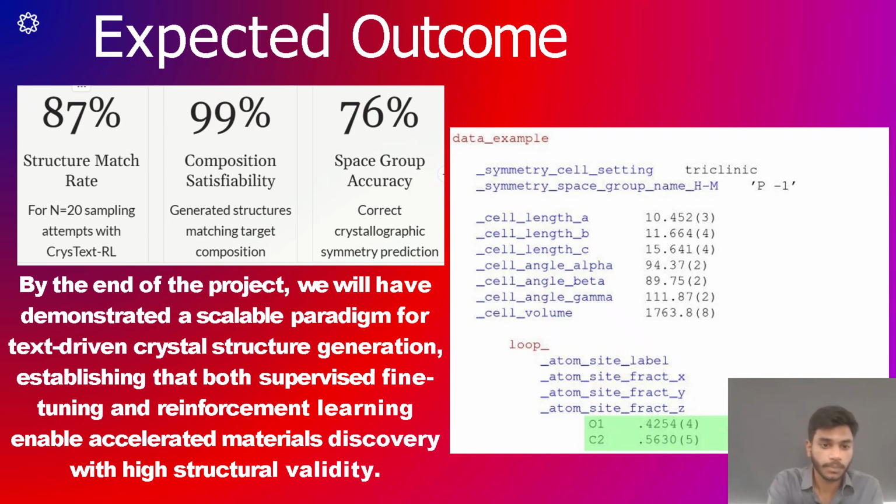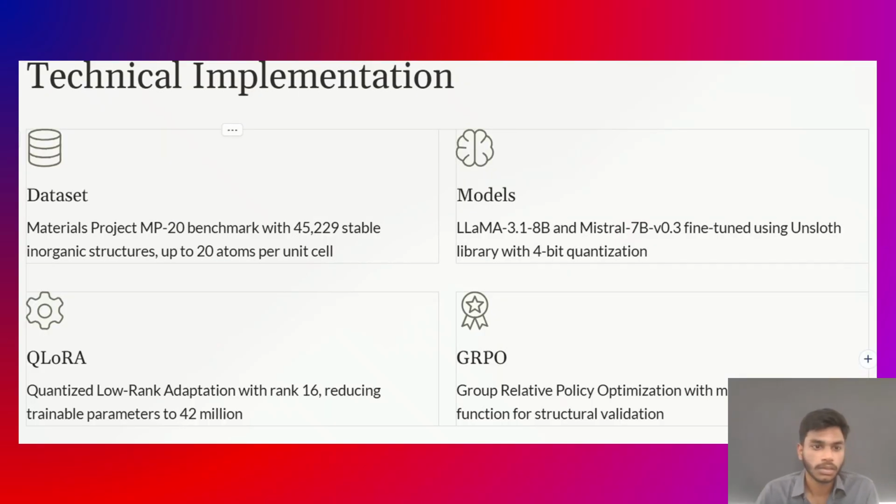By the end of the project, we will have demonstrated a scalable paradigm for text-driven crystal structure generation, establishing that both supervised fine-tuning and reinforcement learning enable accelerated materials discovery with high structural validity. Technical implementations also involve the datasets we have taken, Group Relative Policy Optimization, large language models, and QLoRA.